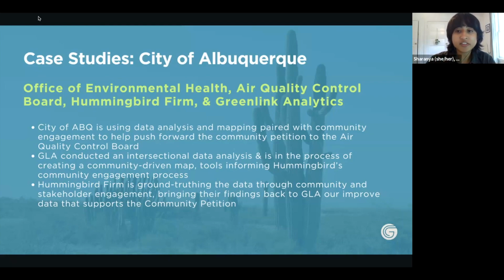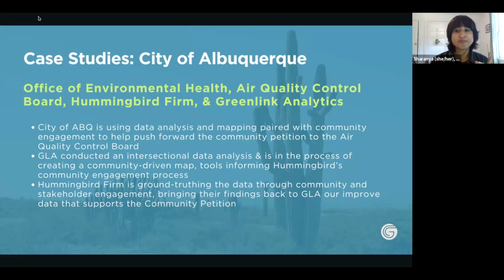So we have the Office of Environmental Health at the city that's involved, the Air Quality Control Board, which is comprised of community members and focuses on reducing air pollution under the New Mexico Air Quality Control Act, Hummingbird, which is a consulting firm helping with community and stakeholder engagement, and then Greenlink, which is the data arm for the project. So the purpose of the project is to basically equip the city and the community with a compelling narrative that supports their community petition, which will then allow for the Air Board to address health, environmental, and equity impacts on Bernalillo residents, especially those living in heavily burdened communities impacted by air pollution.